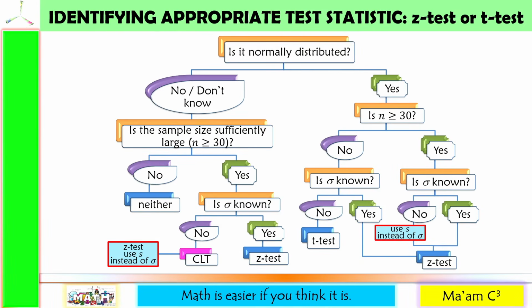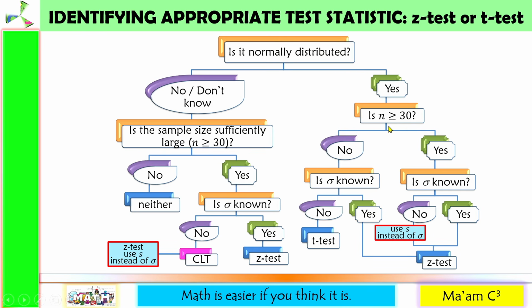I have created here a detailed guide on how to decide whether to use z-test or t-test. There are three questions that you have to answer. First, is the distribution normal? Second, is the sample size greater than or equal to 30? And third, is the population standard deviation known? Let me explain this. If you are given a situation, look first if the distribution is normal. If the answer is yes, proceed to the next question.